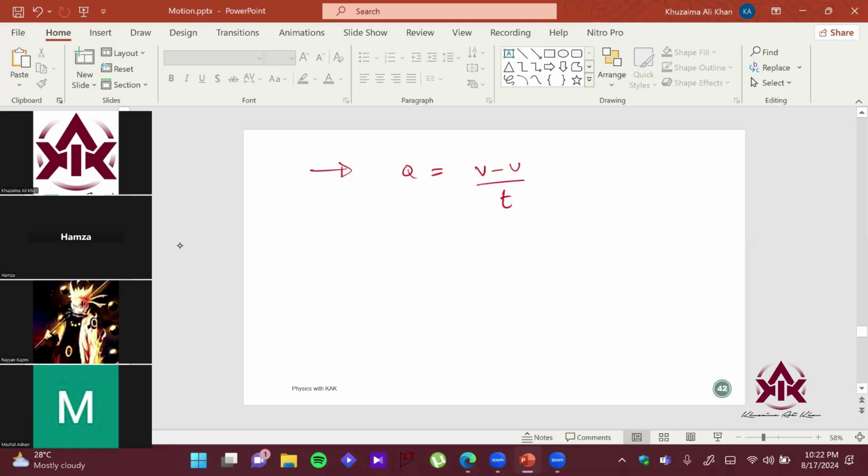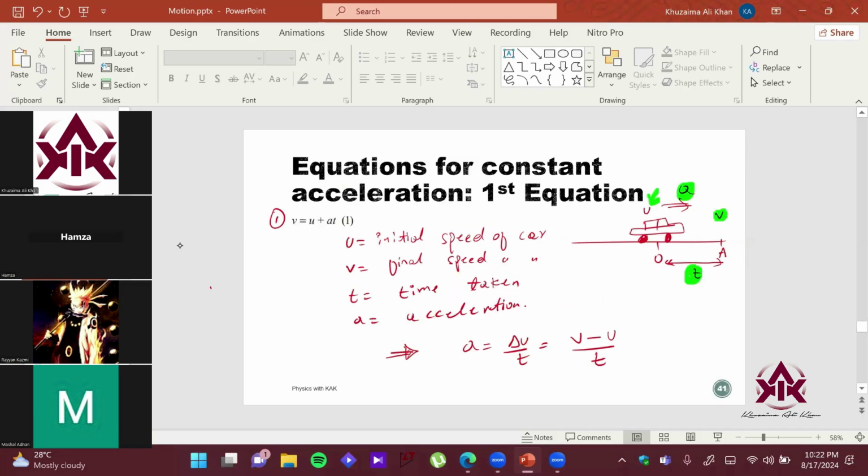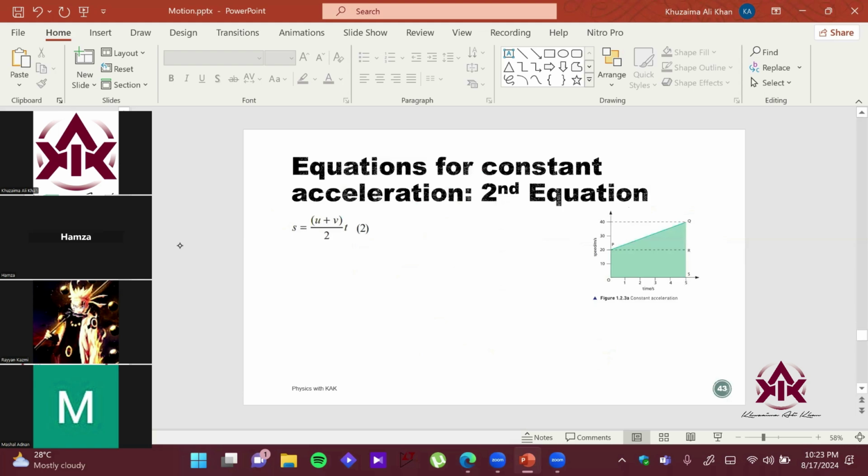So let me make v the subject. Here t is dividing, so it goes over there and multiplies, so it's going to be at equals v minus u. And I want to make v the subject, so I'm going to send this u over there, therefore it's going to be v equals u plus at. That's how this equation has been derived. So it's just another representation of the acceleration equation, which is v equals u plus at, in which u is the initial speed, v is the final speed, t is the time taken, and a is the acceleration. Now we have the second equation of motion.